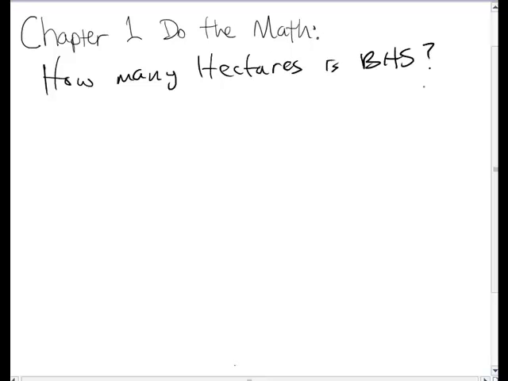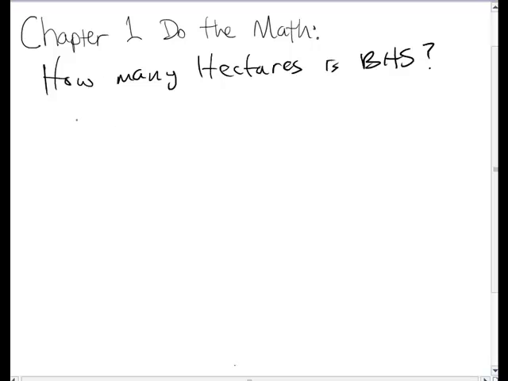This is our do the math question that we posed in class. The question was, how many hectares is Bellingham High School? You've been using Google Maps to try to figure out the area, and this will be a possible solution that you could go through. So please add notes if you want, or follow along. You can pause, rewind as many times as you want.